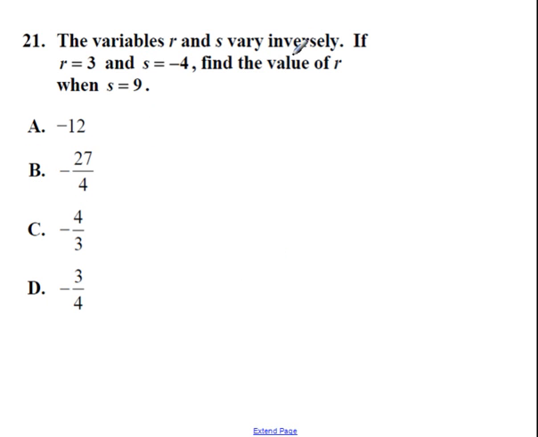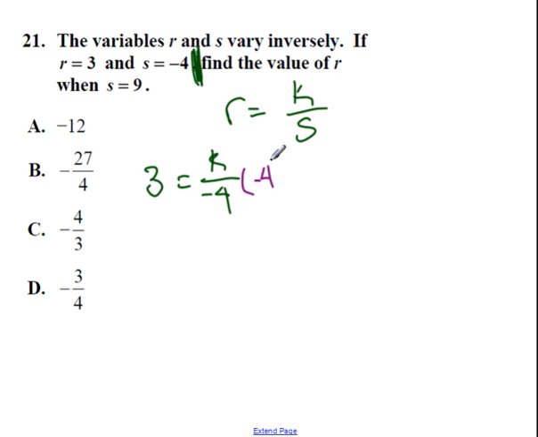Here we got something varies inversely. R varies inversely, that means k over s. So remember that comma separates the two different types of problems. So we plug in 3 equals k over negative 4. All we got to do is multiply both sides by negative 4.